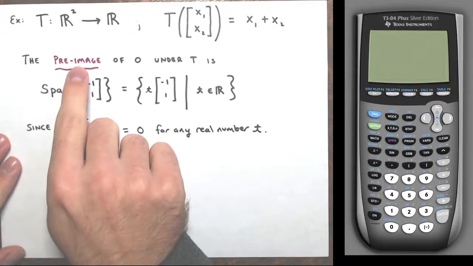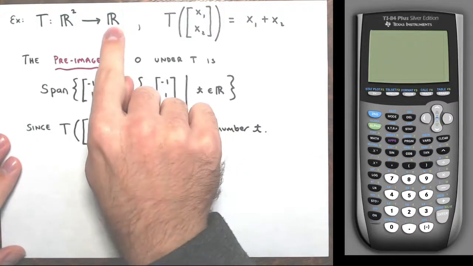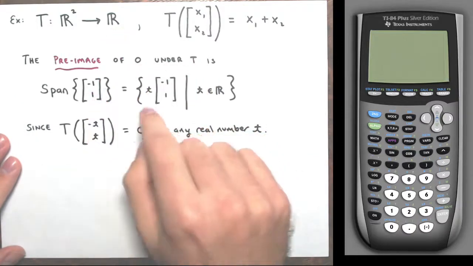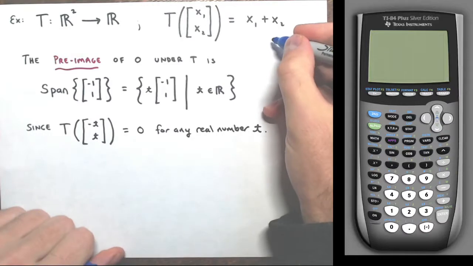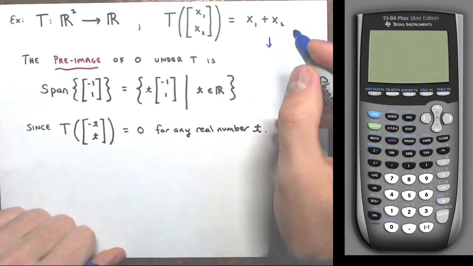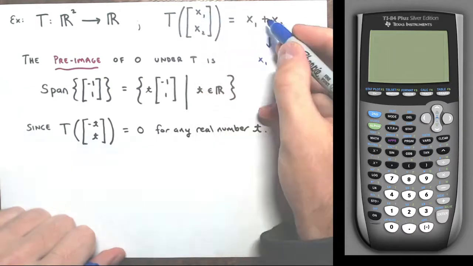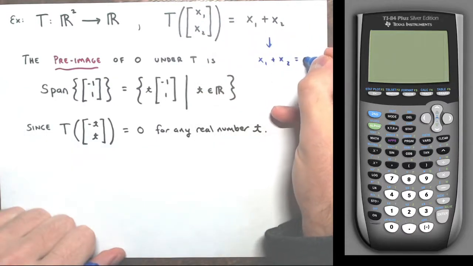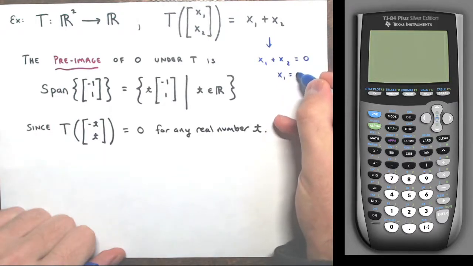The pre-image of 0 under T, right? 0 is from the codomain. Now, what I would be doing here is looking for when this is equal to 0. What vectors have an image of 0? So when is x1 plus x2 equal to 0? Well, that's when x1 equals the opposite of x2.